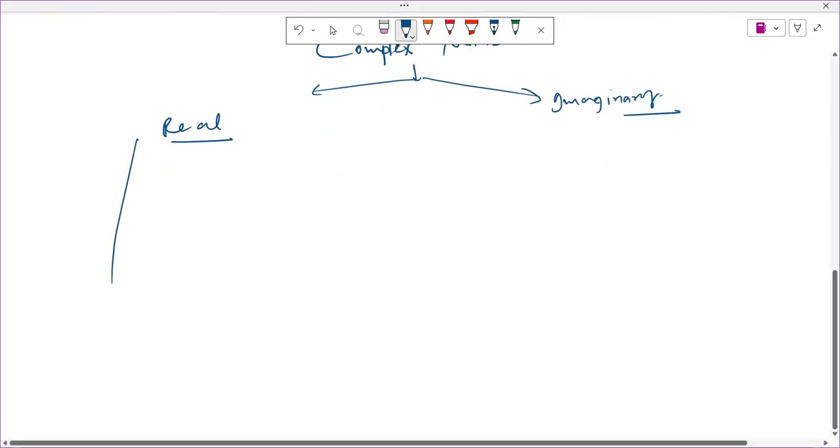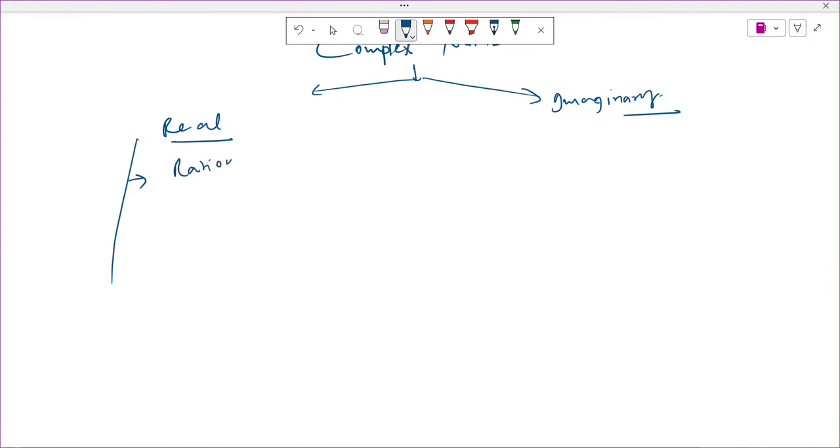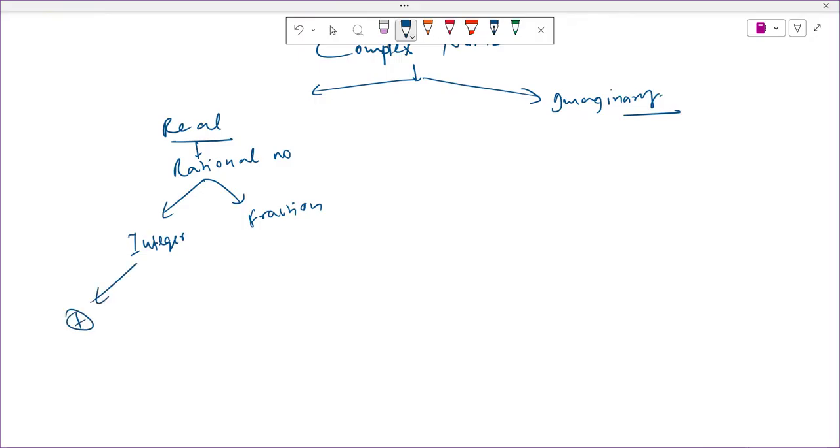Now in real, what you have, right? Rational numbers. Let's delete this line. So in rational you have two things. One is called integer, another is called fraction. Both can be positive and negative, right? So it can be positive, it can be negative. Now I'm not discussing even or odd, so that's a different thing.